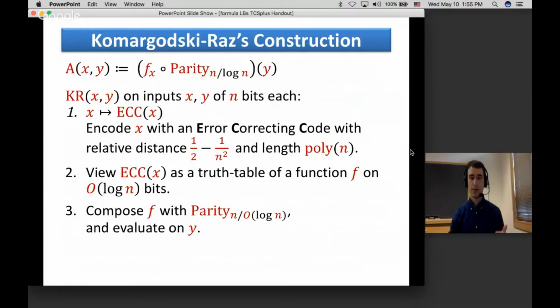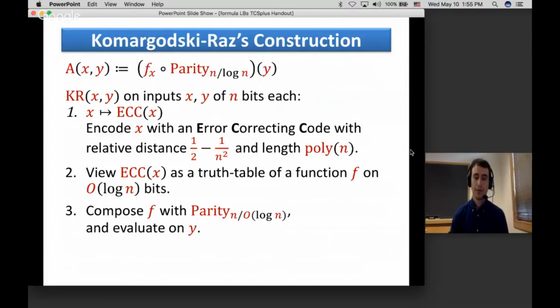Okay, so first you do this. You replace the string of length n with a string of length polynomial in n, as the distance between any two such strings is roughly half. It's very close to half. Now you view this longer string, this string of length poly n, as a truth table of a function on order log n bits.